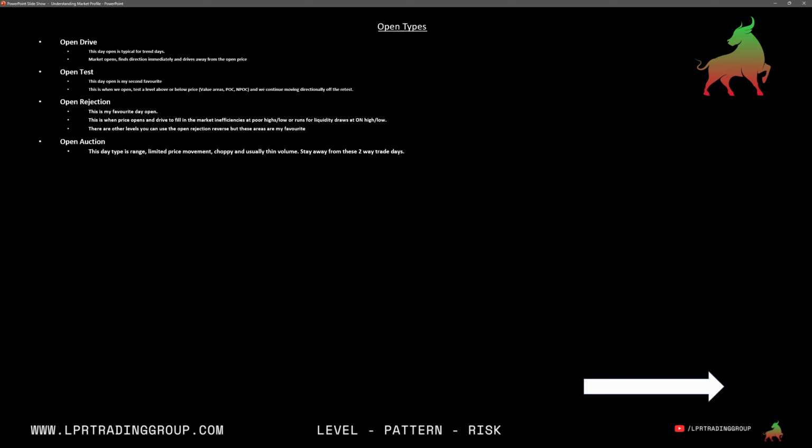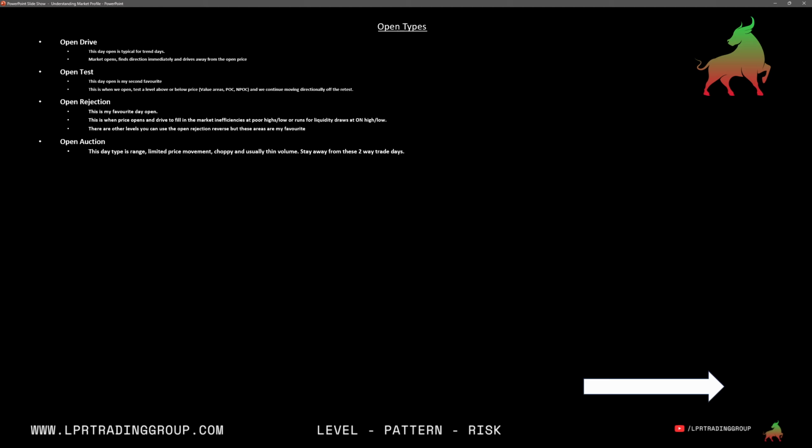Open rejection. This is my favorite opening type day. This is when price opens and we drive to fill in the market inefficiencies at the poor highs or poor lows, and it runs for liquidity, so it takes a draw on liquidity at the on high or on low. There are other levels that you can use with this open rejection reversal, but these are my favorite areas. So if I see an area like an on high or an on low where price has been holding, we open up, we drive through that area, fail to accept higher, and then we trade back into it. I like to start taking that trade to the opposite direction.